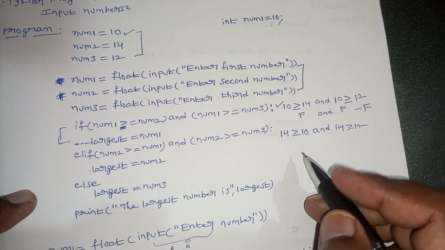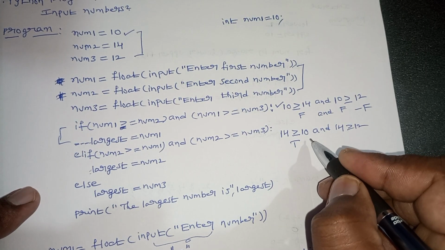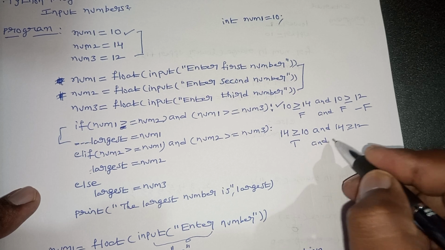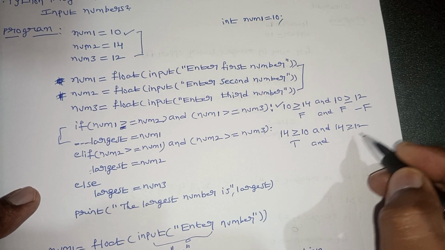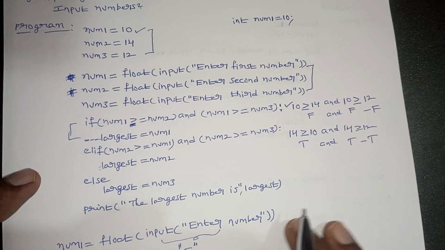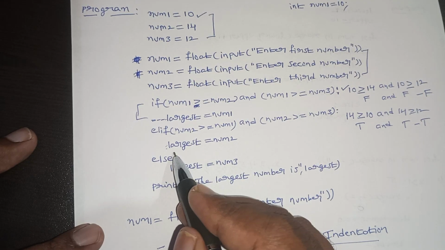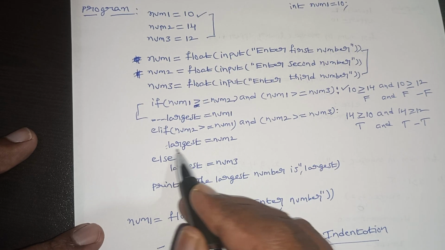So here what is the condition? Condition true. Why? Because 14 is bigger than 10, and again 14 is bigger than 12. True and true is true. So then what do I have to print? What is the largest here? Largest is a variable.